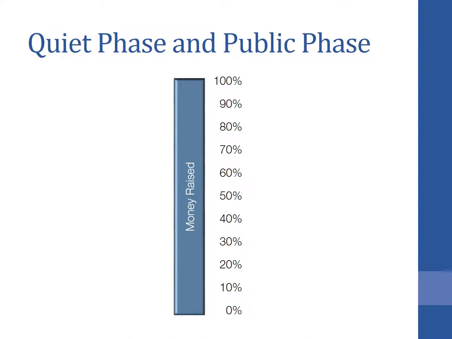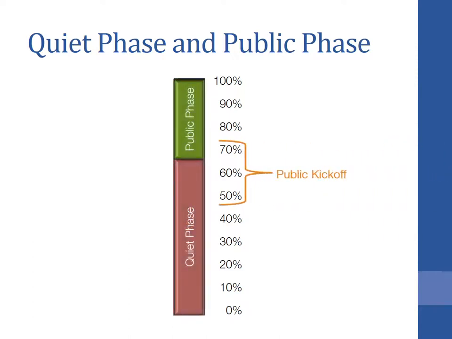Generally, somewhere after you've raised 50% to perhaps as much as 75% of goal, you'll want to transition into the public phase. And that is where you're using a lot of publicity and fanfare and traditional marketing channels. And at that stage, you are trying to encourage the community to support your campaign. Keep in mind that public phases often produce just 10% to 20% of a campaign's goal.